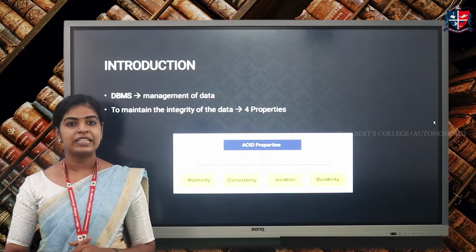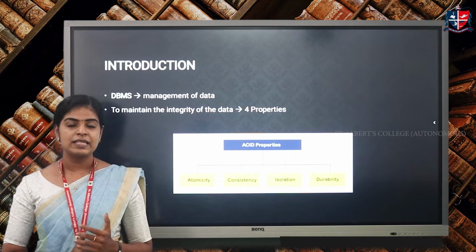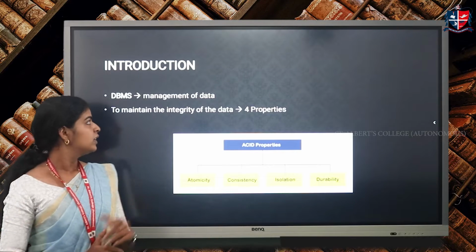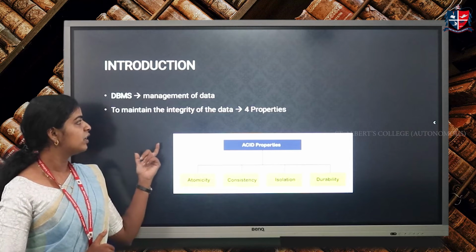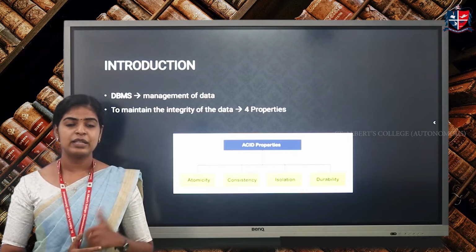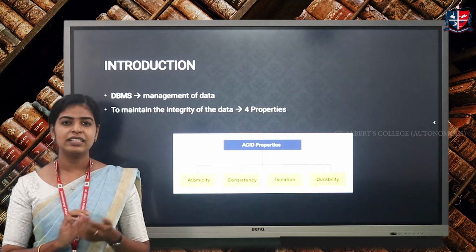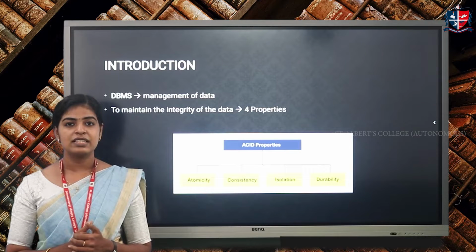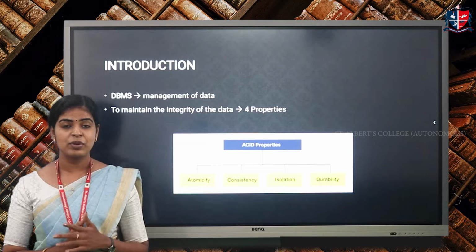A database is a collection of related data, and a database management system will manage these kinds of databases. The system which is used to manage the database is known as a database management system. Management of data is done by the database management system to maintain the integrity of the data. There are different kinds of related data in a database, so we need to maintain the integrity of this data. So we will use a property, that is, ACID properties.